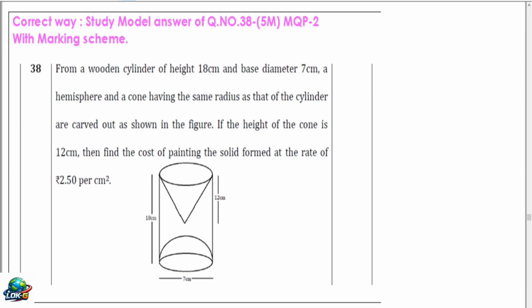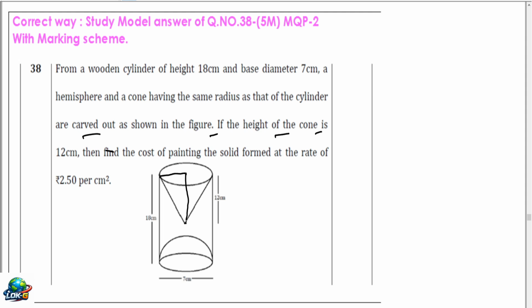So move on to model question number 2. From a wooden cylinder of height 18 centimeter and diameter 9 centimeter, a hemisphere and a cone having the same radius as that of the cylinder are carved out. Very, very important, dangerous question. Carved out, as shown in the figure. If the height of the cone is 12 centimeter, this is the height.